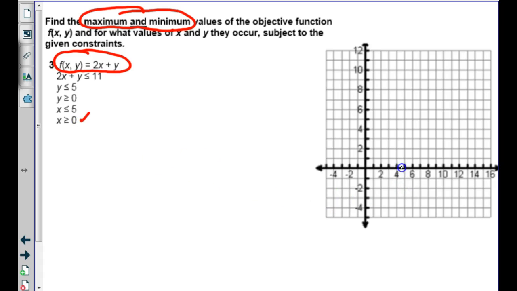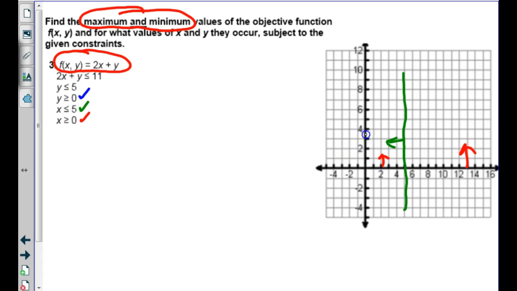X has to be greater than 0 means it's above that, right? Okay. Y is less than 5. Or x is less than 5. Means what? Yes. And it's got to be to the left of that line. Okay. And above this line. All right.